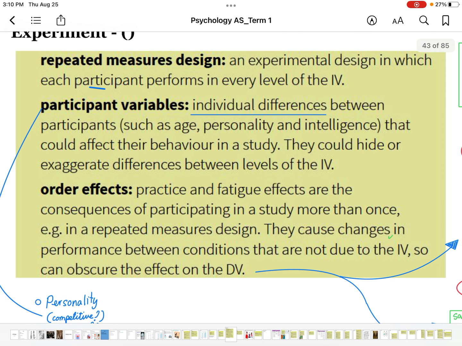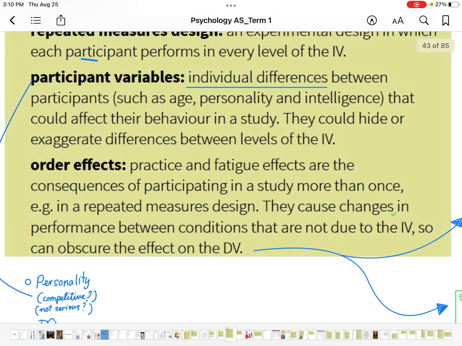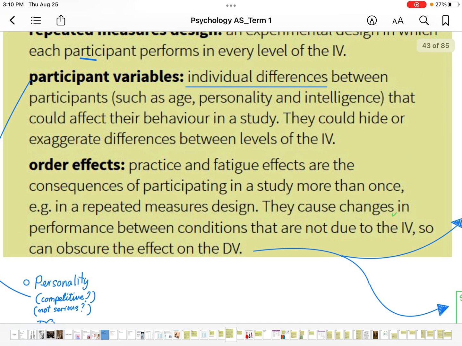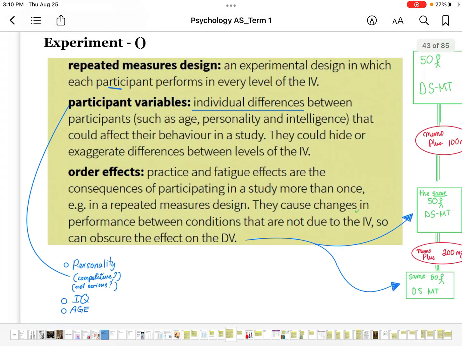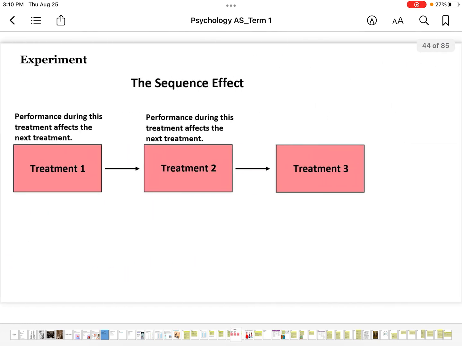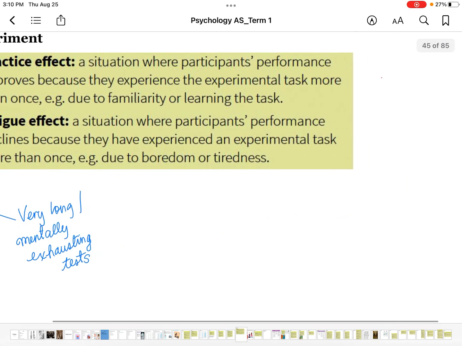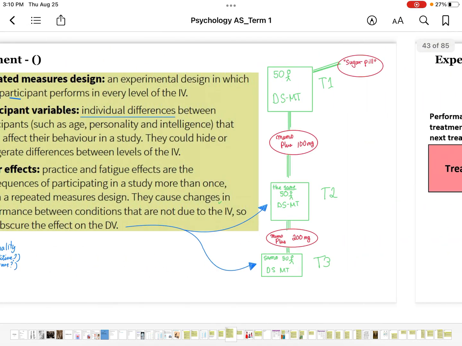I just remember participant variables, we talked about it before. Maybe just read through it. These are the individual differences that could directly affect the study, and that makes your conclusion invalid or hard to interpret. Order effects can be divided into two. Let's talk about the order effects here. One effect could be the practice effect, and then the fatigue effect.